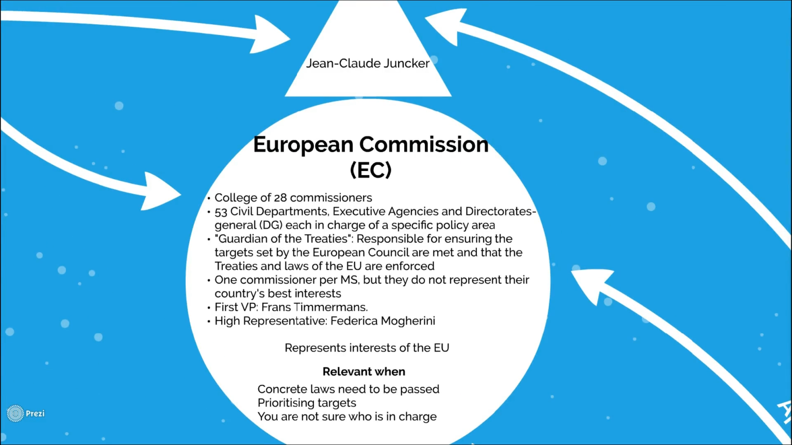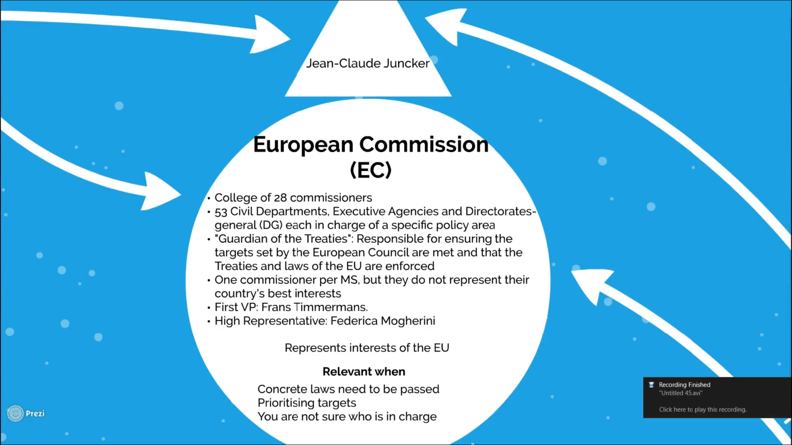The European Commission makes up the executive branch of the European Union, meaning it is the only institution that can initiate the legislative procedure. Usually, when we refer to the European Commission, we refer to the College of Commissioners, which consists of 28 commissioners, one from every country. One of them is the President, currently Jean-Claude Juncker. The European Commission can also refer to the entire European Commission, including 53 civil departments, executive agencies and directorate generals, each in charge of a specific policy area and usually with one commissioner in charge of the DG.